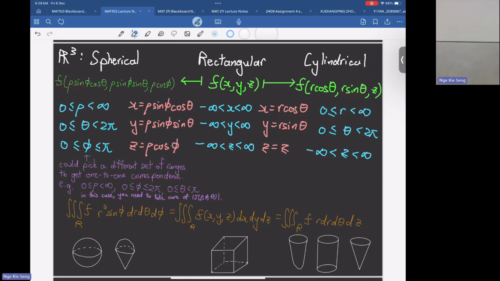So you can see that in spherical, out of 6 bounds here, 5 of them are finite. And cylindrical, how many bounds are finite? 3 of them. It's really similar to the polar one.